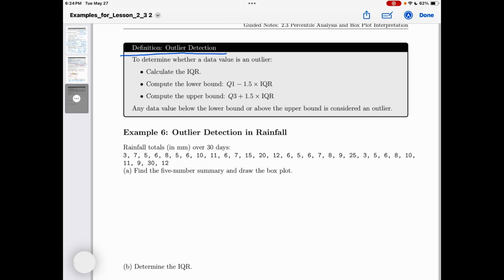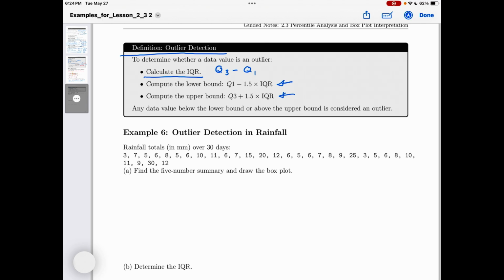In the last topic, I'm going to go over how to find outliers. In order to find outliers from a data set, you want to calculate the IQR, which is the interquartile range, which is Q3 minus Q1.